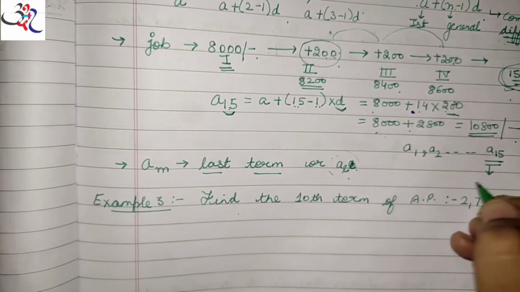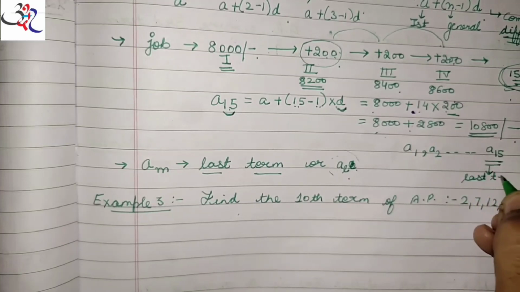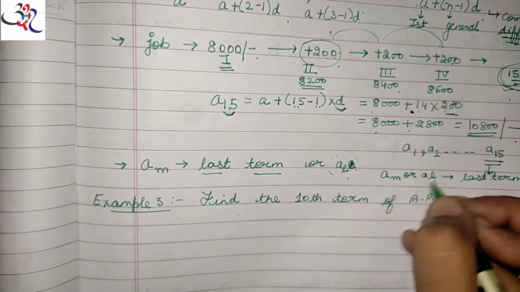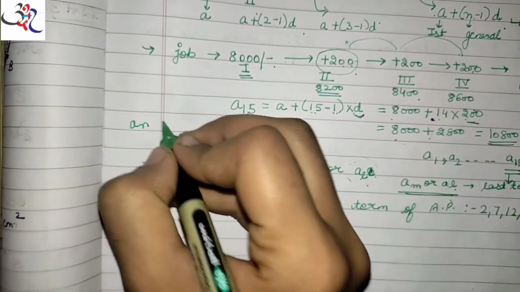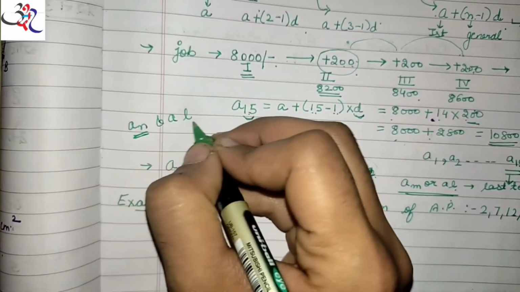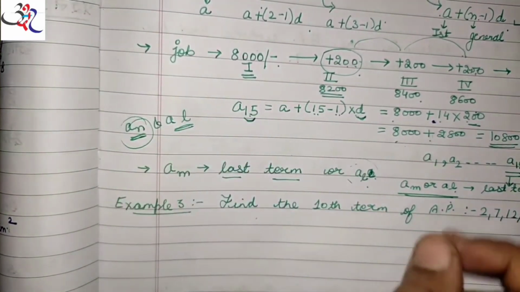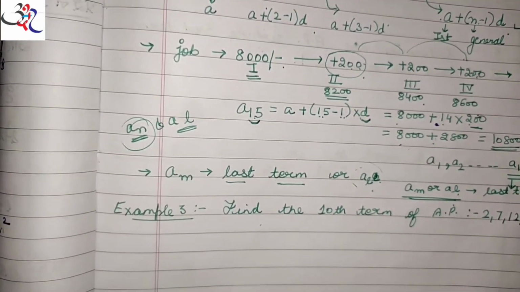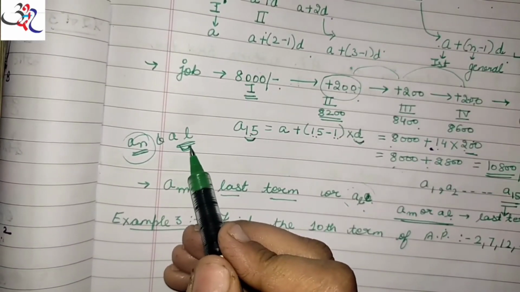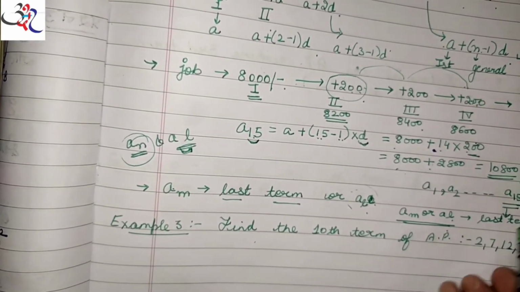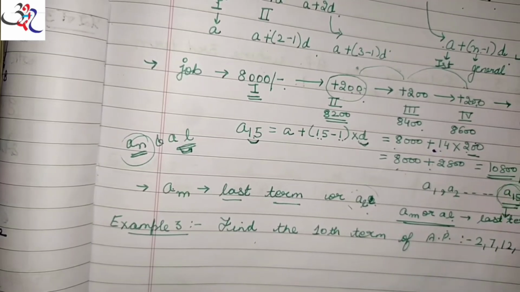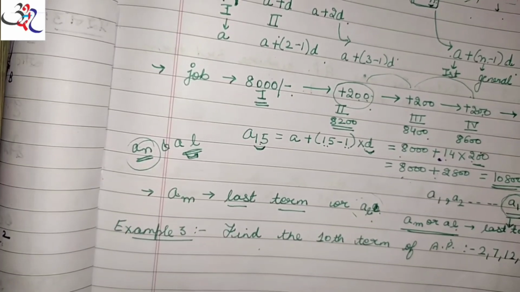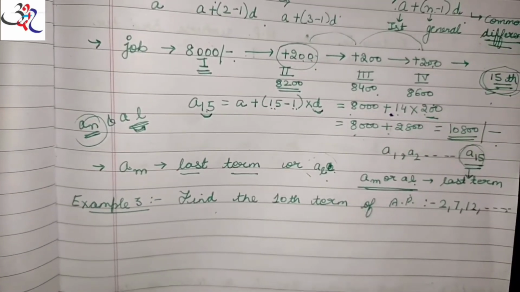So this 15 will be called my last term, and it is generally denoted by a_m or L. What is the difference between a_n and a_l? The nth term means any term of the AP. It can be the first term, second term, 15th term, 16th term, 28th term. It can be any term of the AP. But a_l is the last term of the AP. So this is specifically the last term, but the nth term is any term of the AP. Okay, so let's start solving the examples related to this.